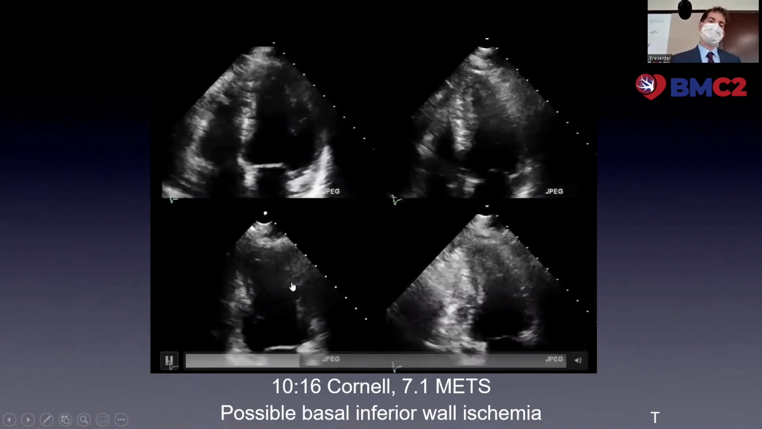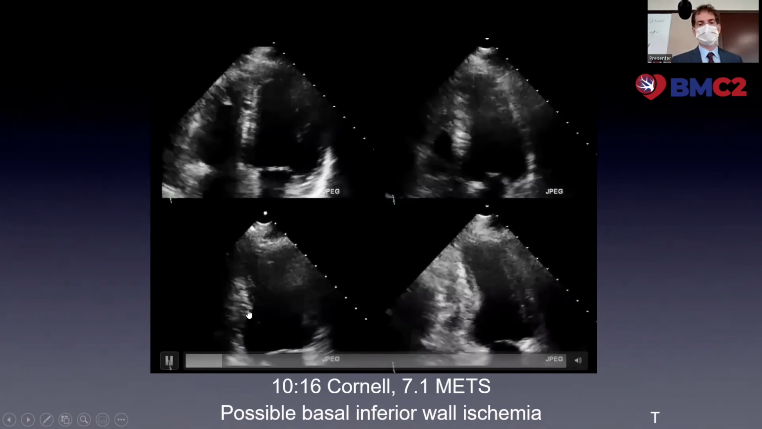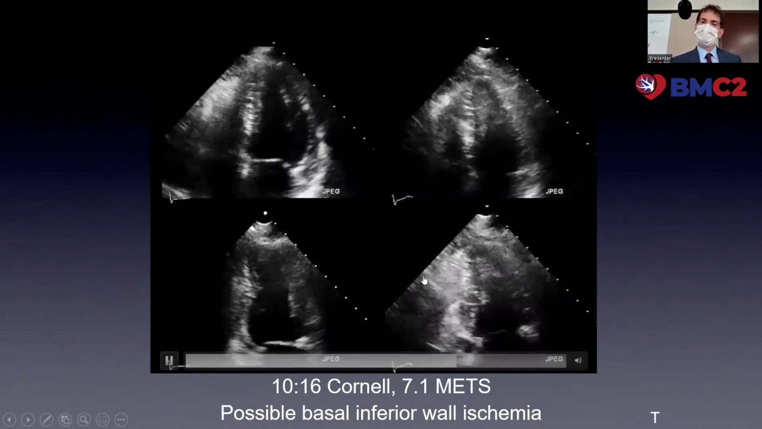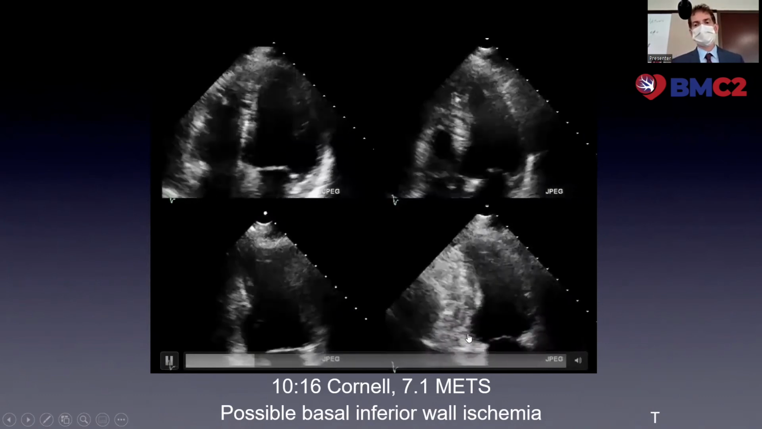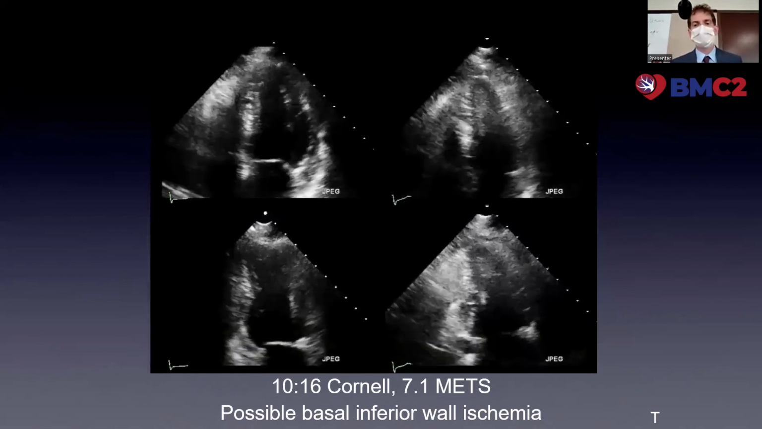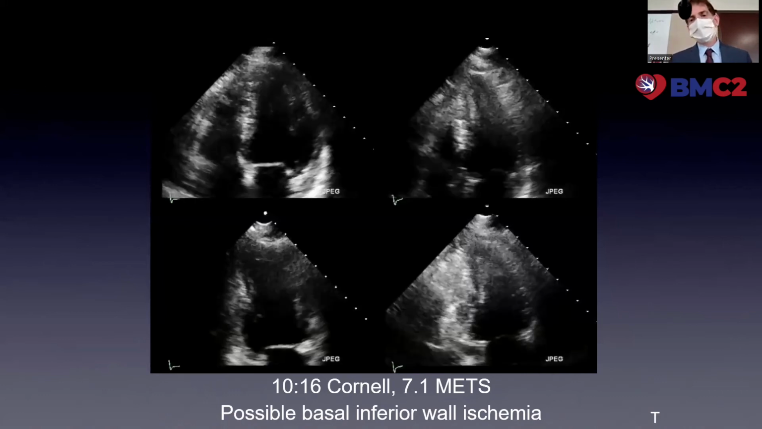And then if you look in the bottom left, this is at rest. There's one wall we don't see very well down here. This is the proximal inferior wall. And then here's the post-stress images. And again, we don't see that little segment down there very well. So this was called, concern for possible ischemia involving that basal inferior wall.